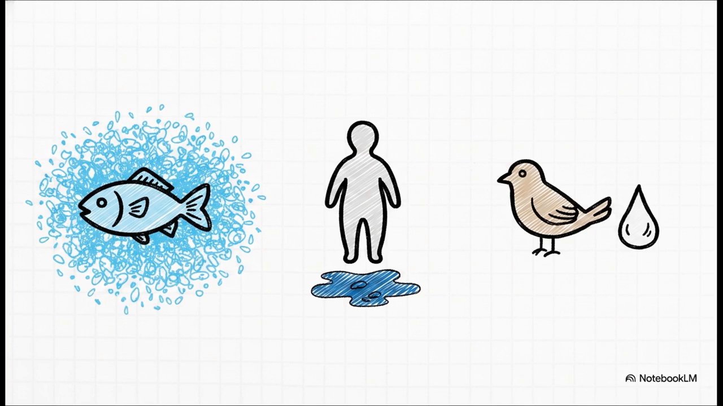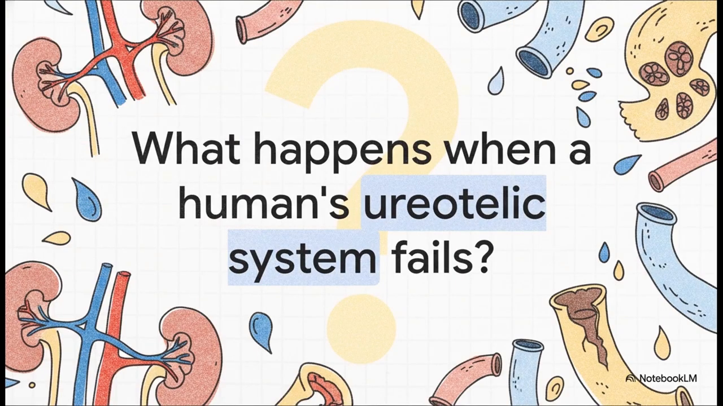You know that white bird dropping on your car windshield? Yep, that is literal evolutionary water conservation in action. Since we mammals rely so heavily on our kidneys to filter that urea out of our blood, it raises a pretty terrifying but very real medical question. What actually happens when this complex ureotelic system in a human experiences acute failure? What do we do when the biological plumbing just stops working?